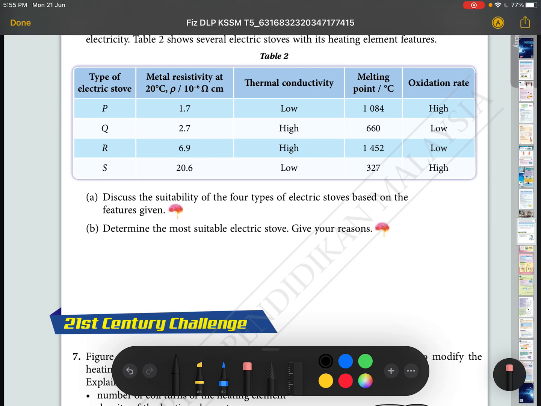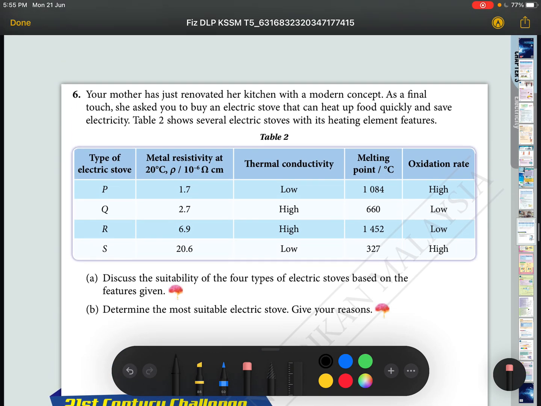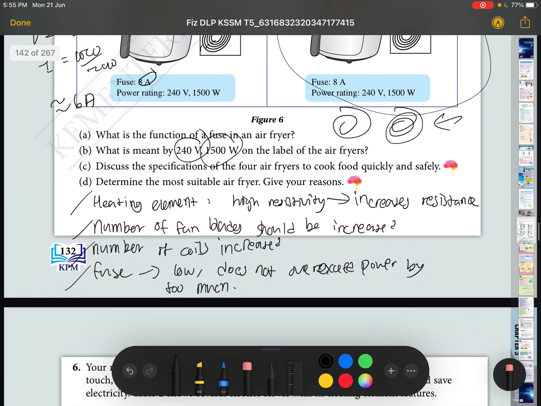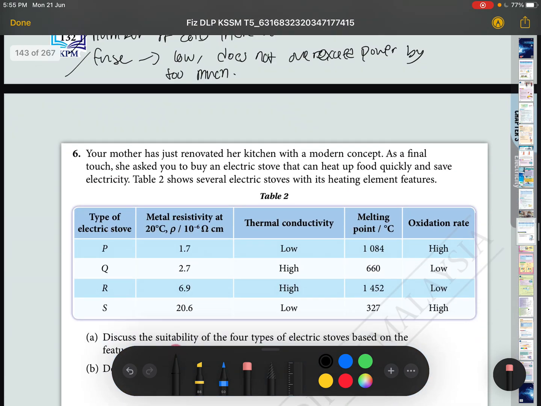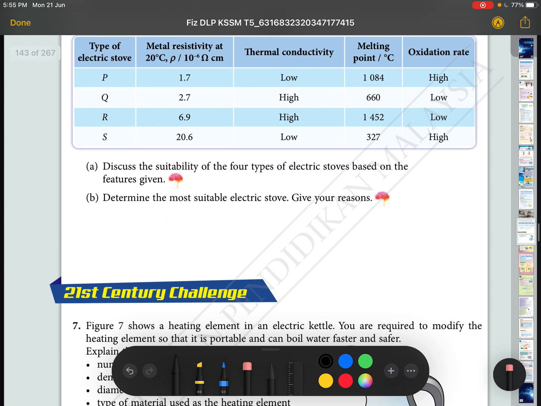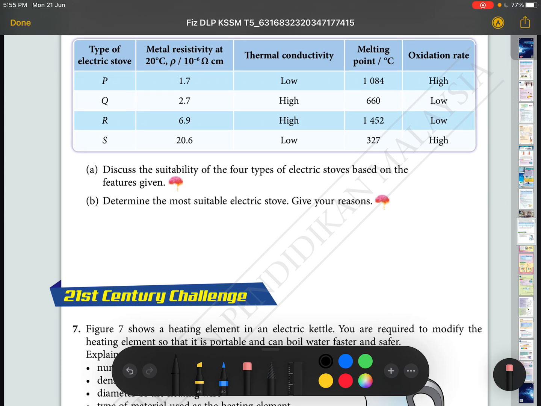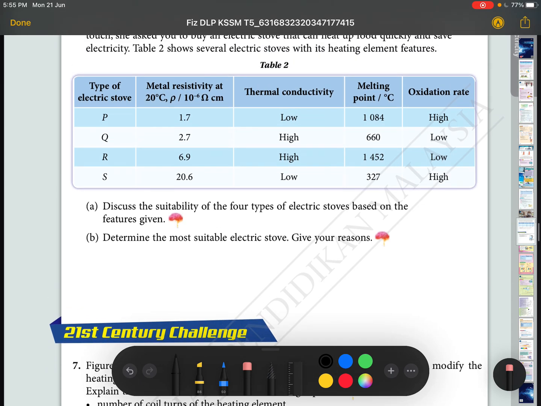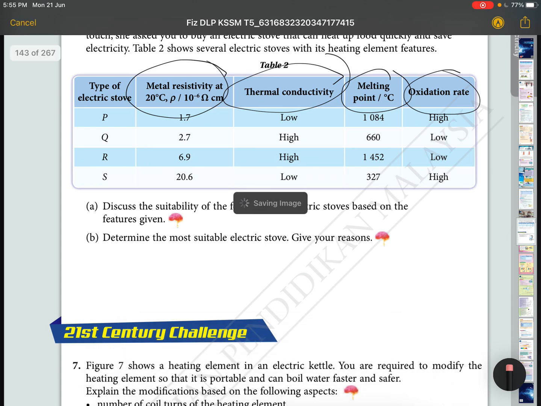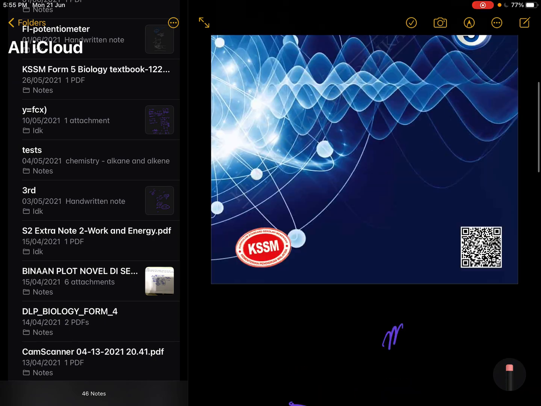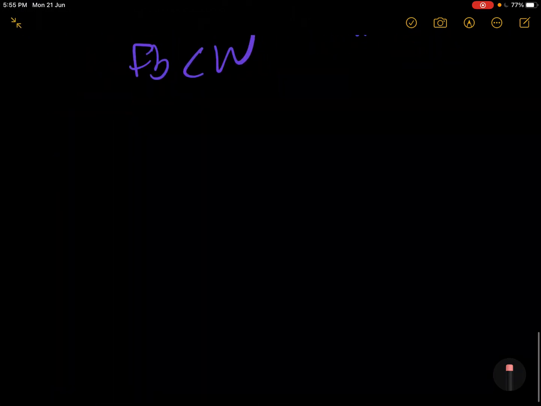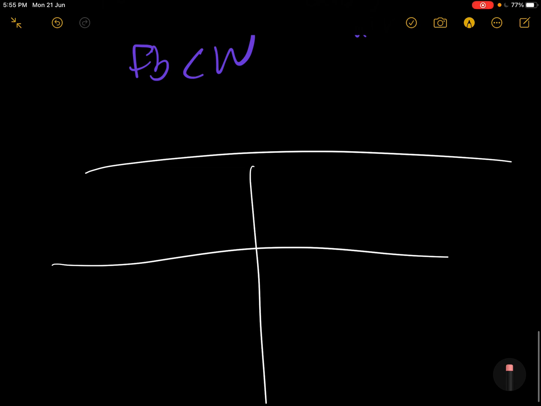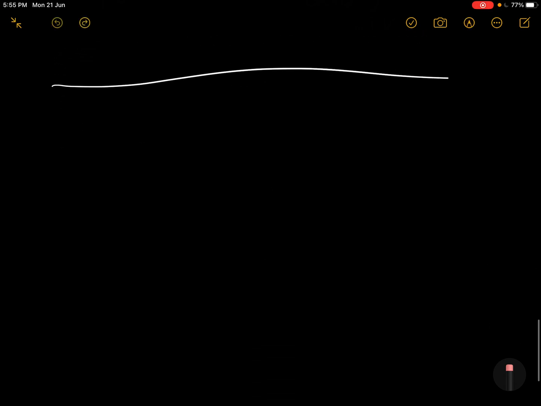Okay, number 6 is similar. Discuss the suitability of the 4 types of electric stoves based on the features given. So again, remember, just now I was answering in essay form, but it's better to do a table. So I actually have the answer here. So yes, metal resistivity at 20 degrees Celsius, thermal conductivity, melting point, and oxidation rate. So I'm going to write them all. I have the answer here because I did it a while ago. I'm going to construct a table, a very ugly one.